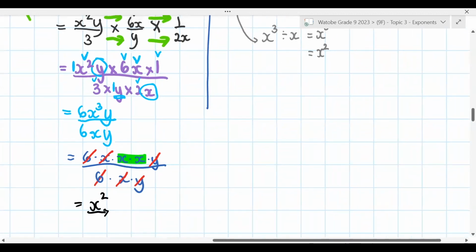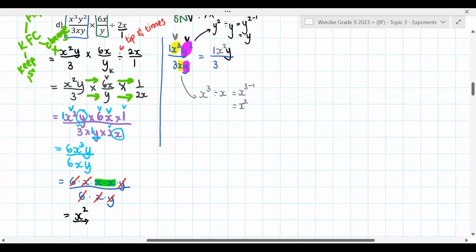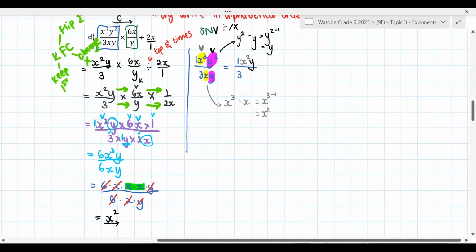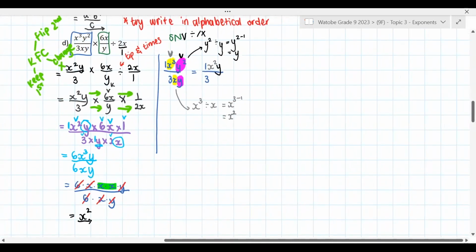Okay, so I know this is a lot of information, grade 9s. Please don't stress. We will do many, many more examples. But what is really important is that you go slowly. You do it step by step, and you apply SNV or KFC or whatever, depending on the question. So KFC is if you're dividing with fractions. SNV is so that you make sure you multiply and divide correctly.